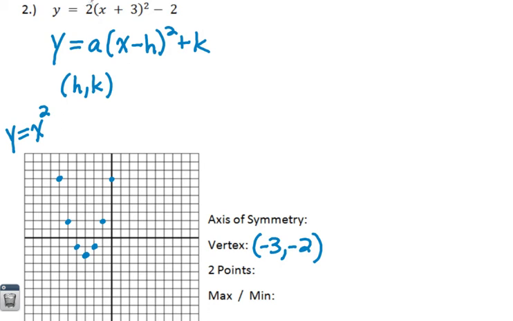But this a value of 2 stretches it vertically by a factor of 2. And here's what that means. When we go out 1, we're going to now go up 2. We're stretching it by a factor of 2. And when we go out 2, normally we would have gone up 4, but now we're going to go up 8. 1, 2, 3, 4, 5, 6, 7, 8. So we're going up double because we're stretching it by a factor of 2.